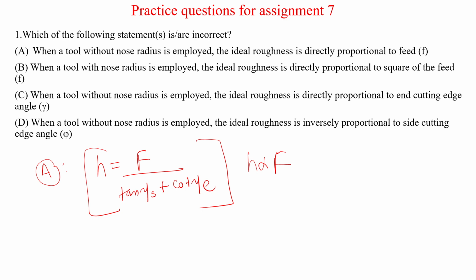Yes, sir. It is right, so it means it is not incorrect, so we can't choose A. We need to find which are incorrect. It is right, it is not incorrect, so A is not the answer. Now we go to B.